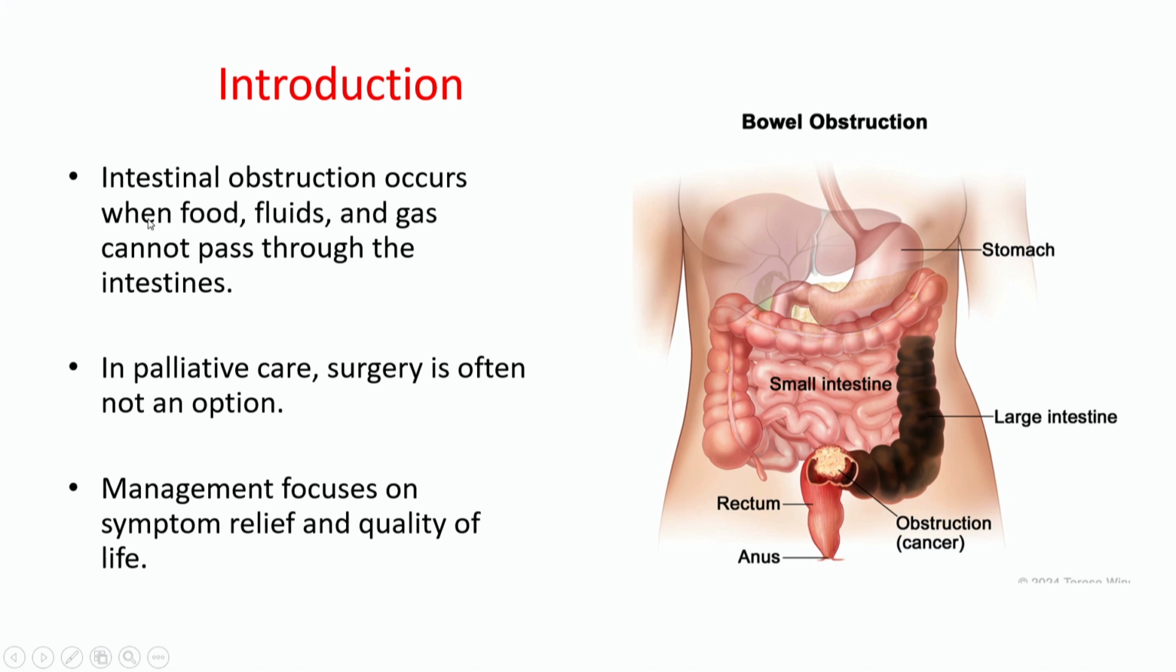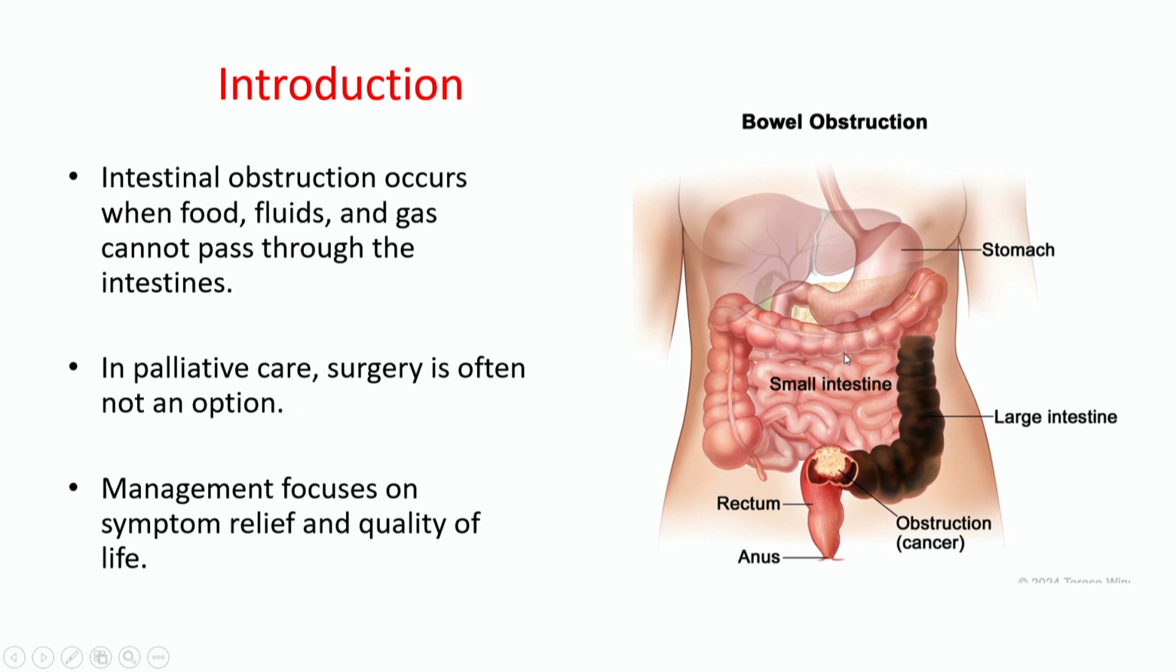Intestinal obstruction occurs when food, fluid, and gas cannot pass through the intestine. In palliative care, surgery is often not an option. I mean, if it is in that end of life stage or before that, surgery is not recommended. So non-surgical management is a big challenge, but that is the only option. So management focuses on symptom relief and quality of life.